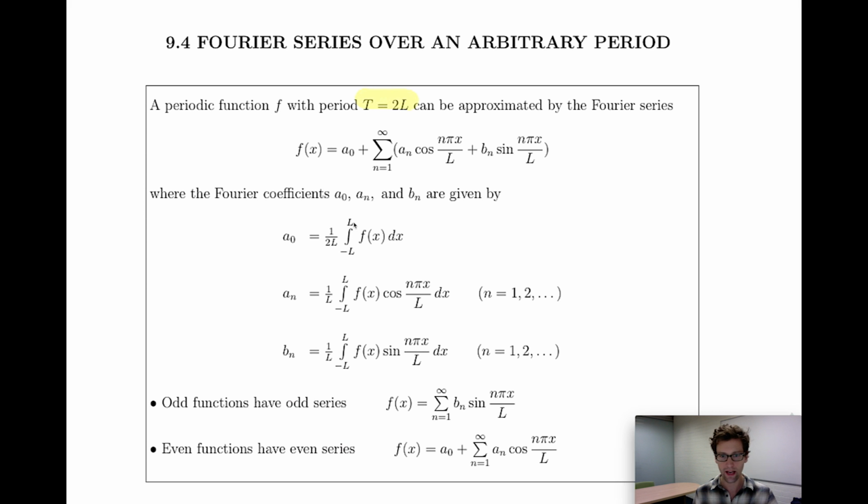It's worthwhile pointing out here that I could always set L equal to pi to get back the formula for a period 2 pi function. Remember, if L is equal to pi, then the period is 2 pi, and I actually get back exactly the same formula as the ones that we've been dealing with before.